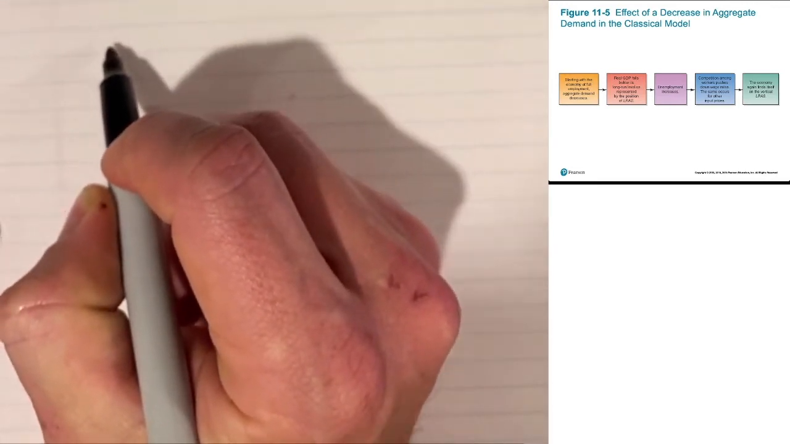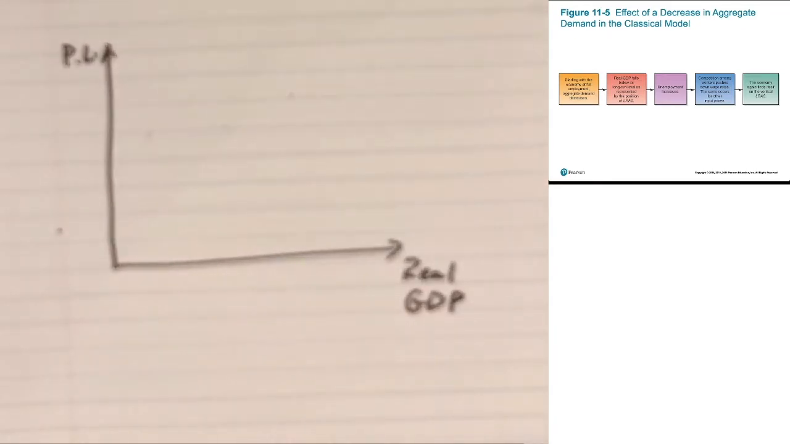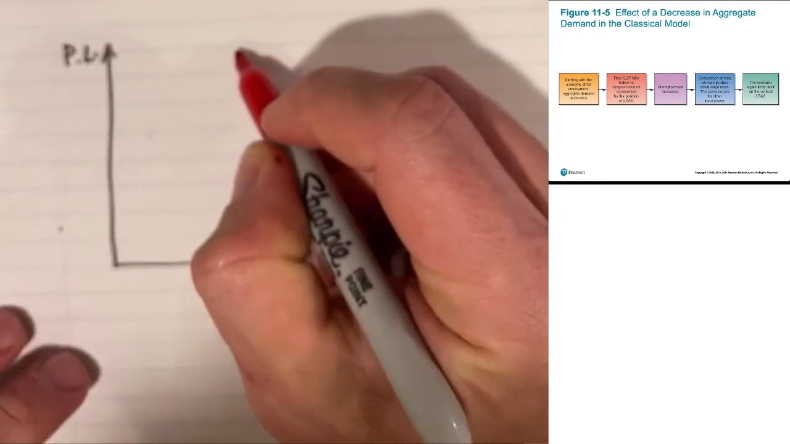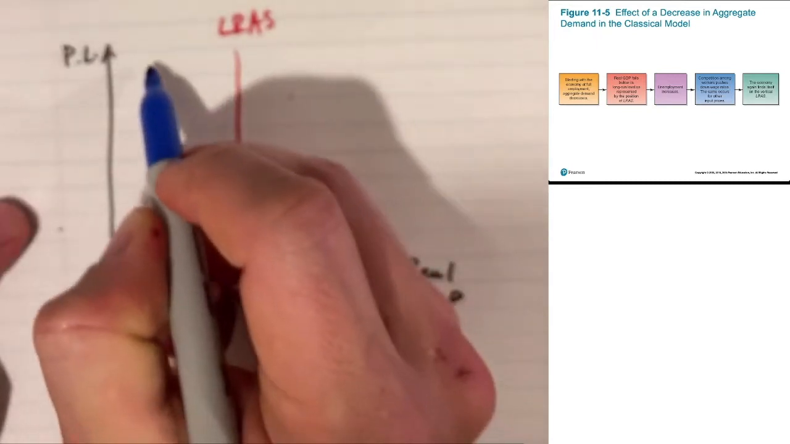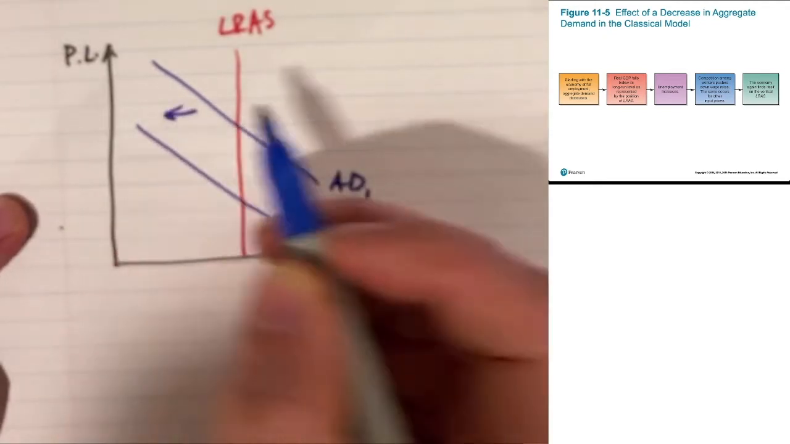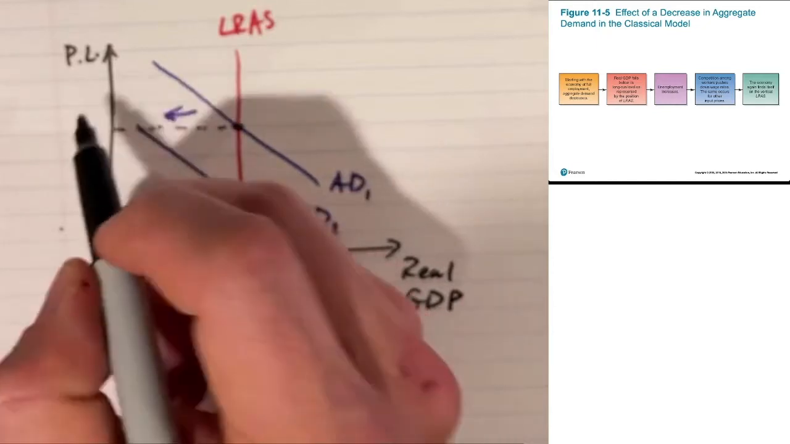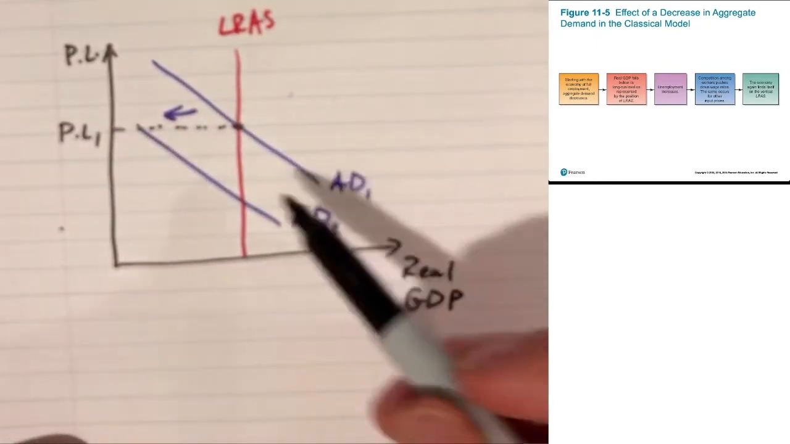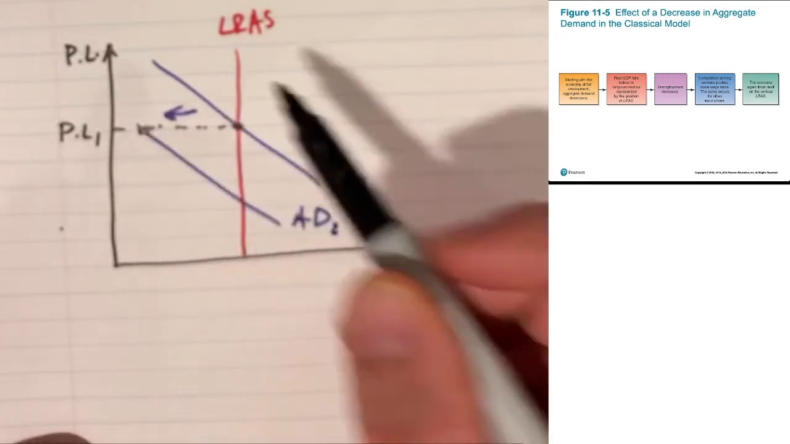So just to go over that graphically. Okay, so starting in long-run equilibrium at some price level 1, there's a decrease in aggregate demand, which would lead to some unemployment in the very, very short run.